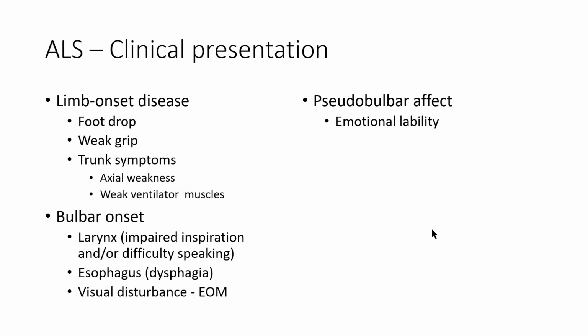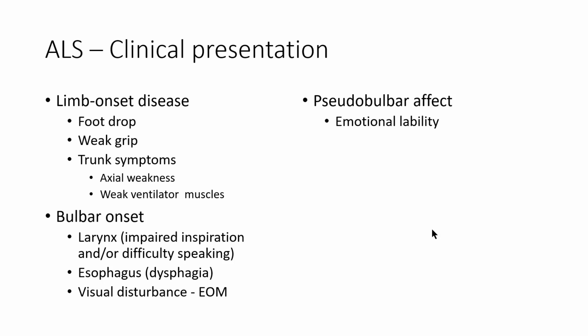In addition to limb weakness associated with signs like foot drop and weak grip, there are also, unfortunately, trunk symptoms. If the muscles of ventilation become weak and atrophic, you can see where that's going to result in problems and ultimately require some form of ventilation. Now, it says bulbar onset, and that's, of course, referring to the brainstem.